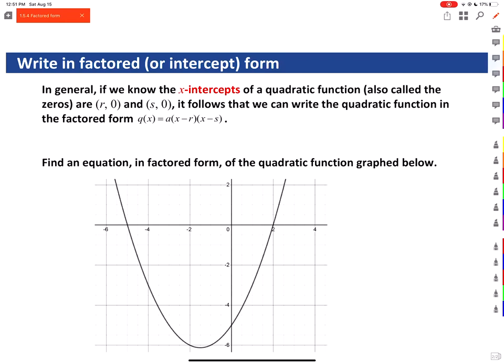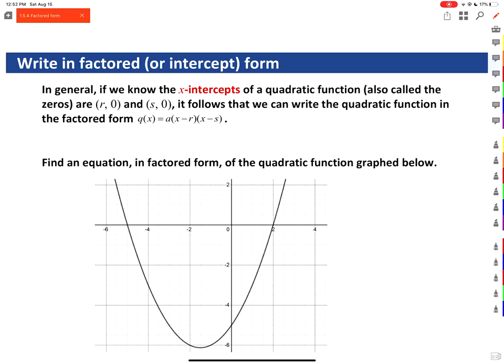In general, if we know the x-intercepts of a quadratic function, or the zeros, they're also called zeros, and we know that they are r comma 0 and s comma 0, it follows that we can write the quadratic function in the factored form q of x equals a times x minus r times x minus s.